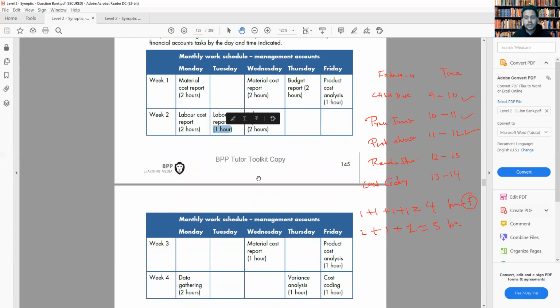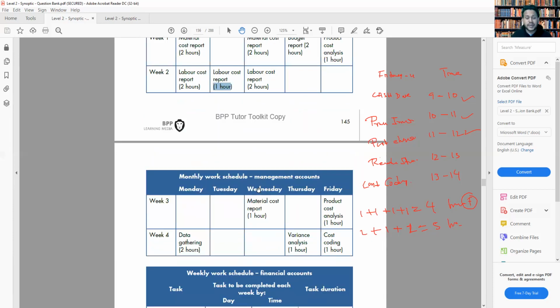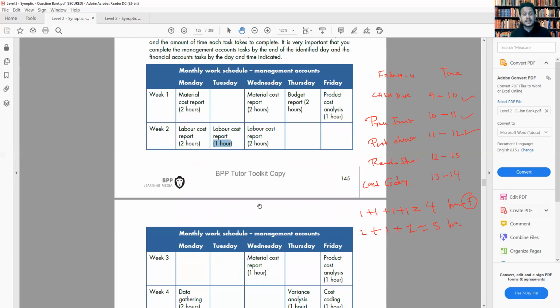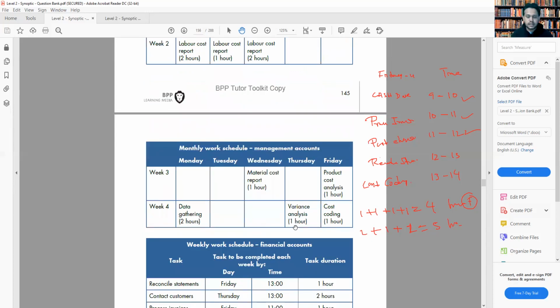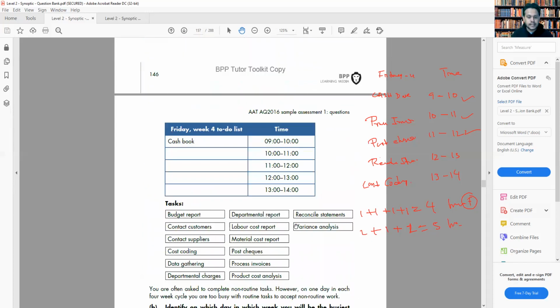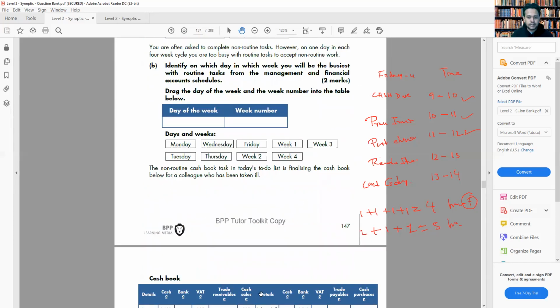This is 4. So we can see Thursday is the busiest day for me. Only Thursday I work 5 hours. And which week? We can see week number 1, because only in week number 1 I work 2 hours. Other than that I work only 1 hour. So I found it out: only Thursday I work 5 hours. So the day of the week is Thursday, and week number 1.